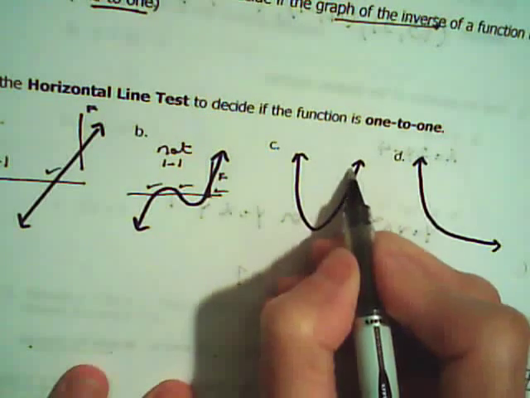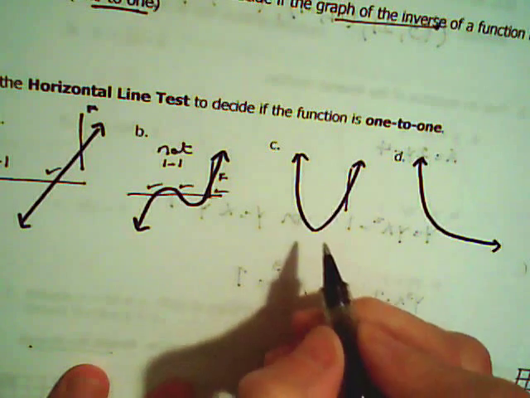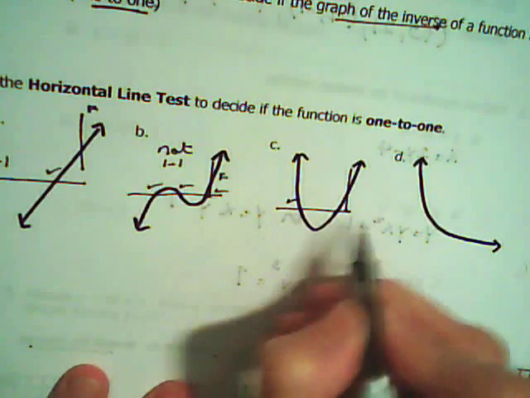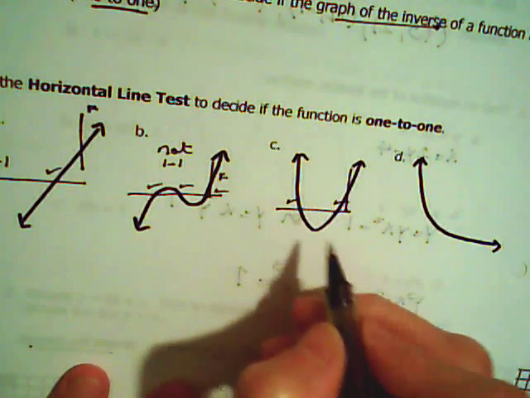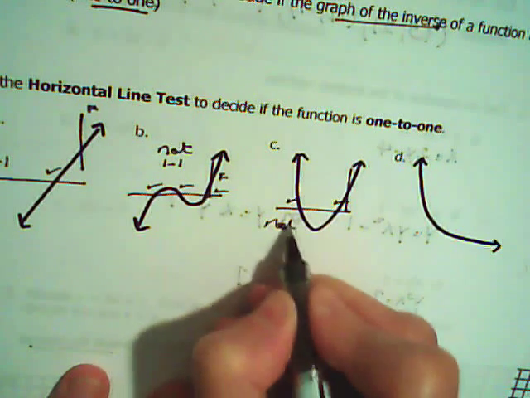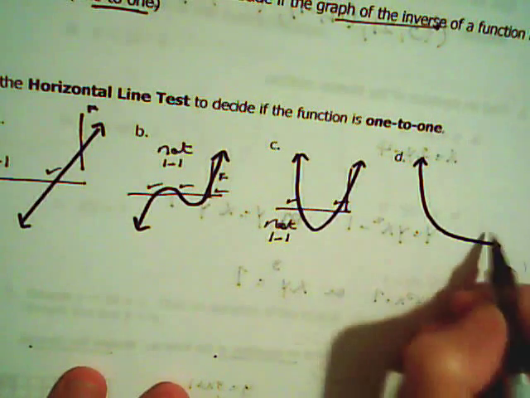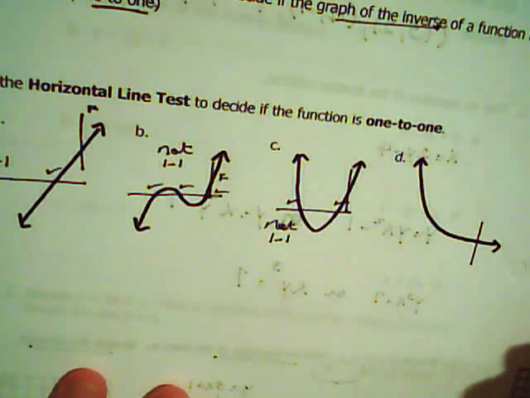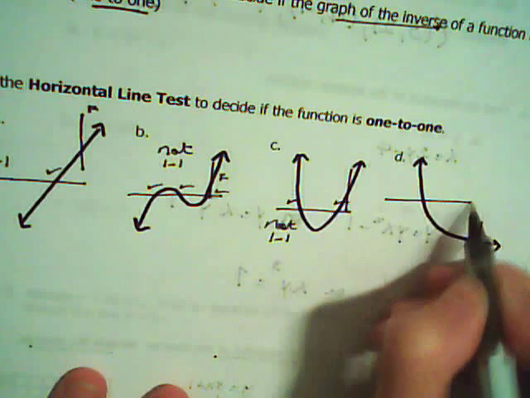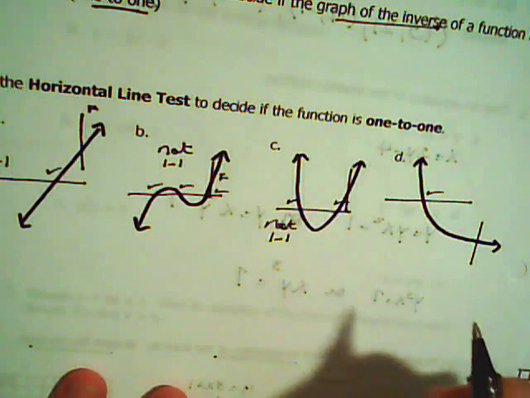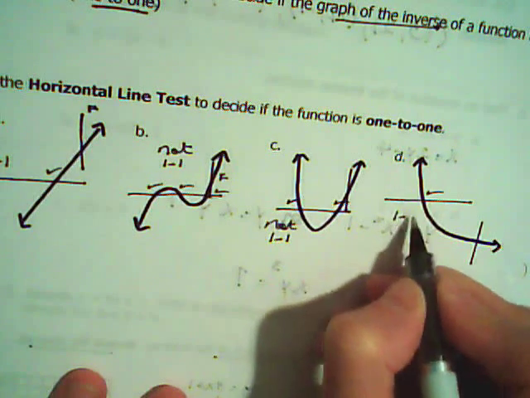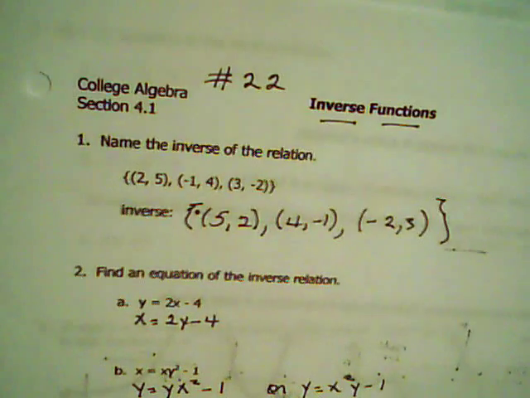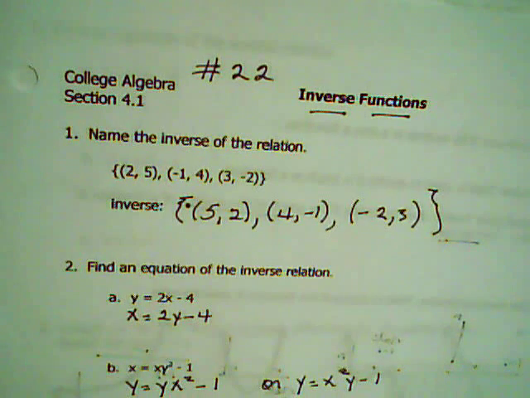Problem C, vertical line test, we have a function. Horizontal line test touches 1 time, 2 times, which means if we graph the inverse of this function, it would not be a function. It's not one-to-one. D, vertical line test, the graph itself is a function. Horizontal line test, it touches 1 time. If we graphed this function's inverse, it would be a function. It would be one-to-one. Now remember, these notes are associated with lesson number 22 in college algebra.